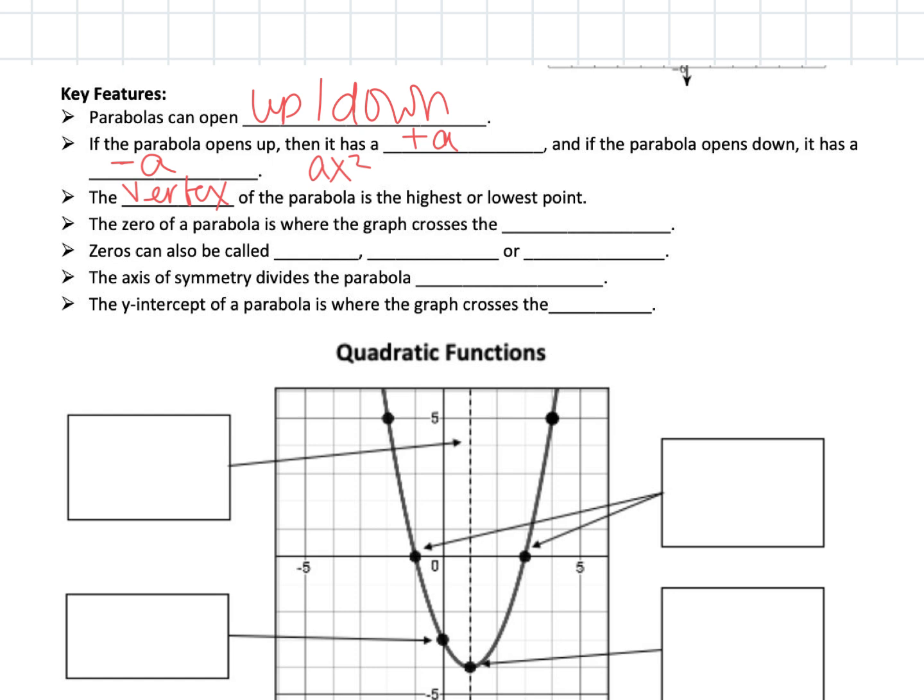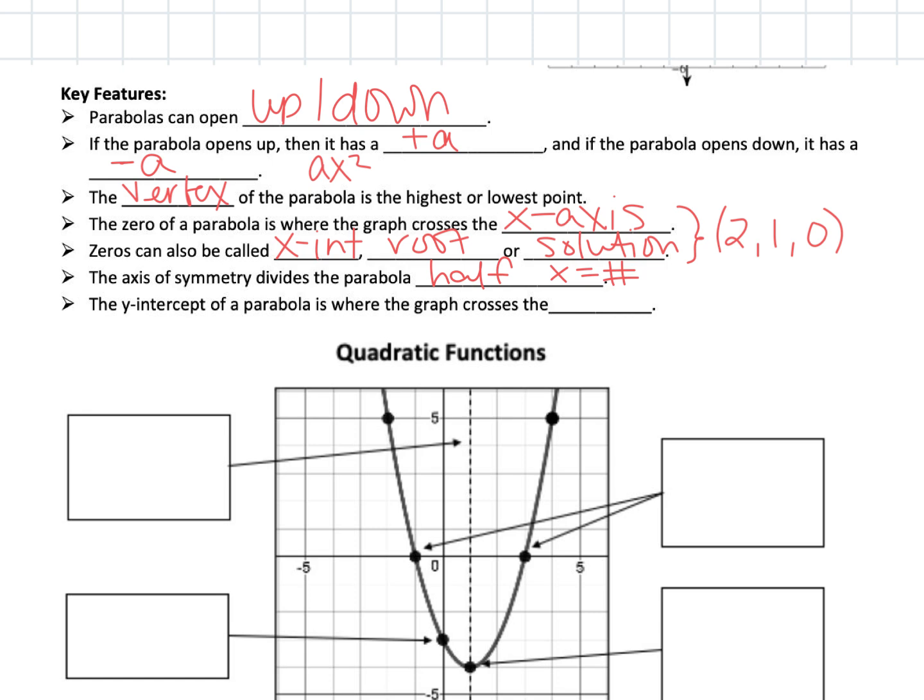And the 0 is where it crosses the x-axis, right? So this is just putting in sentences what we already did. 0 is called the x-intercept, the root, or the solution. Be aware when we talk about that, sometimes you have 2 of them, sometimes you have 1, sometimes you have none. Those are the different numbers you could have. The axis of symmetry divides the parabola in half. And this is always x equals some number. You got to put the x equals.